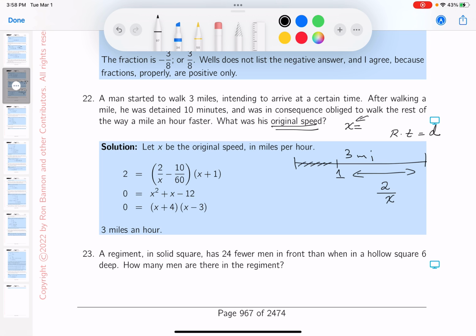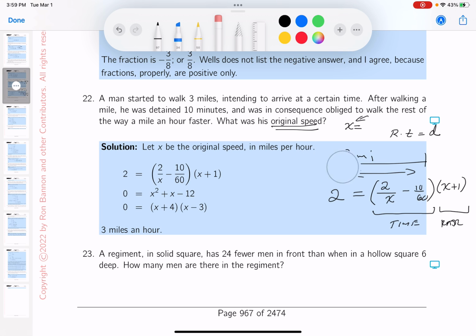But remember, they took away some time from him. How much time did they take away? 10 minutes. So it's going to be minus 10 divided by 60. Now, why are we doing that? We're talking about miles per hour, so it's got to be in terms of hours. And he had to increase his speed by a mile an hour. So this is going to be time, and this is going to be the rate, x plus 1. And what distance do you have left to do? 2.